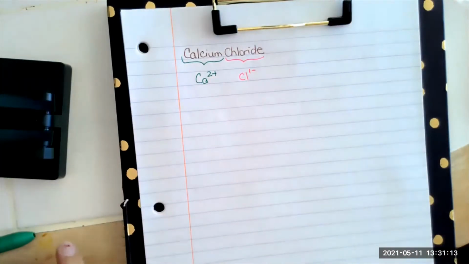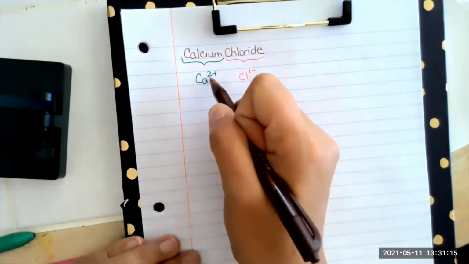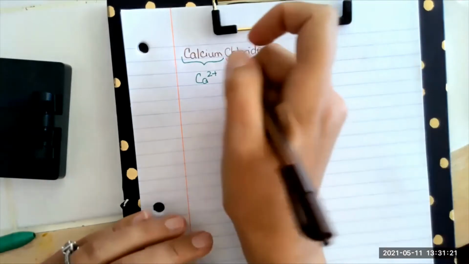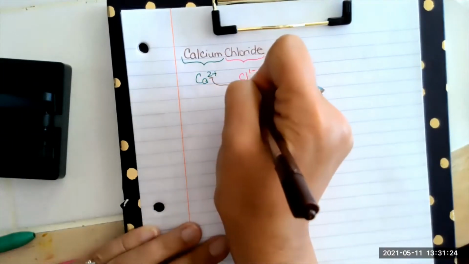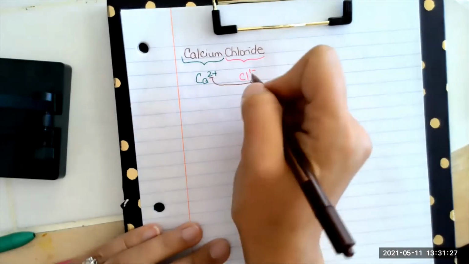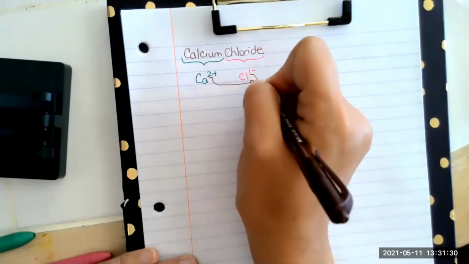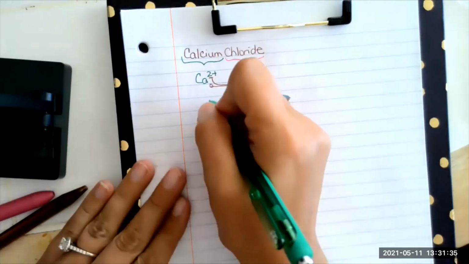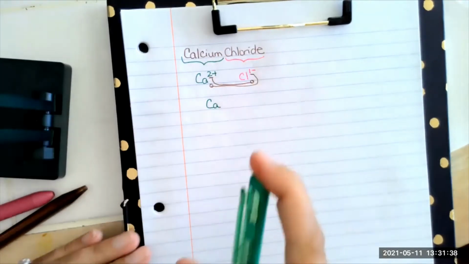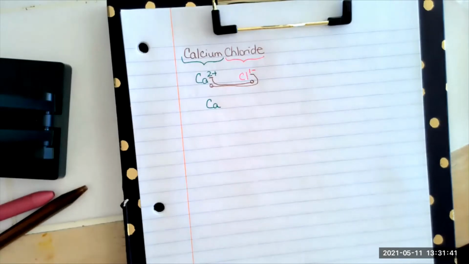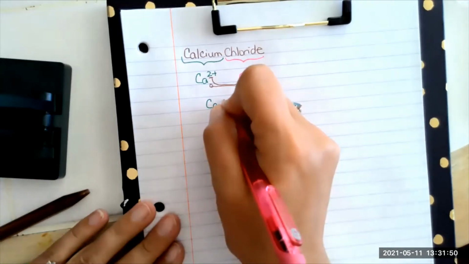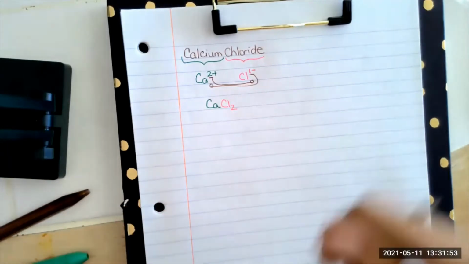Now remember for the crisscross method that the number of this charge becomes the subscript of the opposite item. So this 2 becomes the subscript of this chlorine, and this 1 becomes the subscript of this calcium. So I have Ca, and I'm going to write it 1 time because I have a subscript of 1, and writing it 1 time meets the need of that subscript, so I don't have to write the subscript of 1. And then I have Cl with a subscript of 2, and that gives me a balanced calcium chloride.